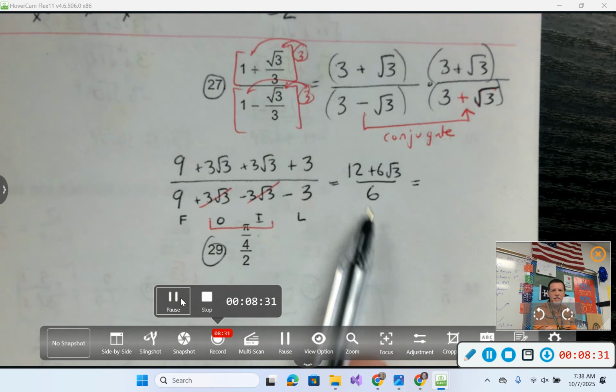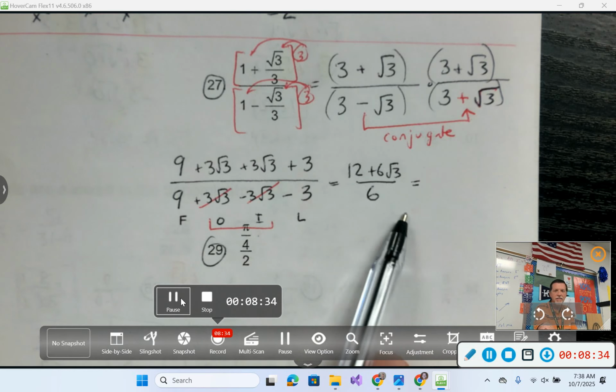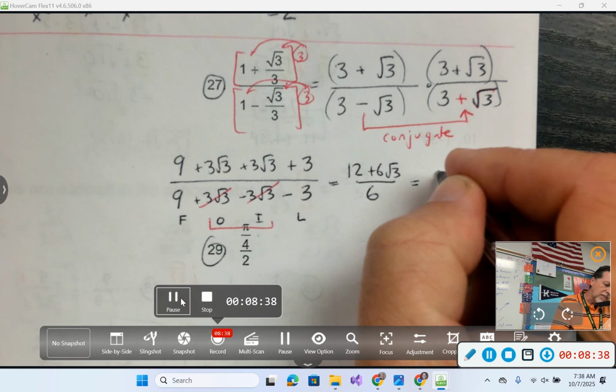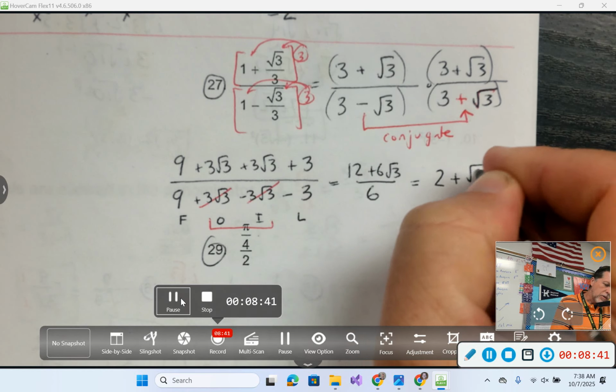Can I divide 6 into both of those? So we can do that. Yeah, or if you want to factor out the 6, you can, but I can just divide 6 into both pieces. So 2 plus root 3.